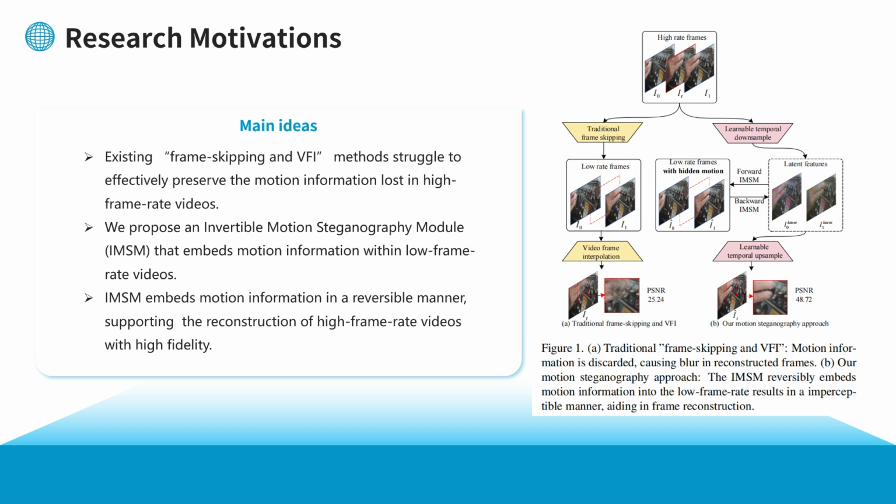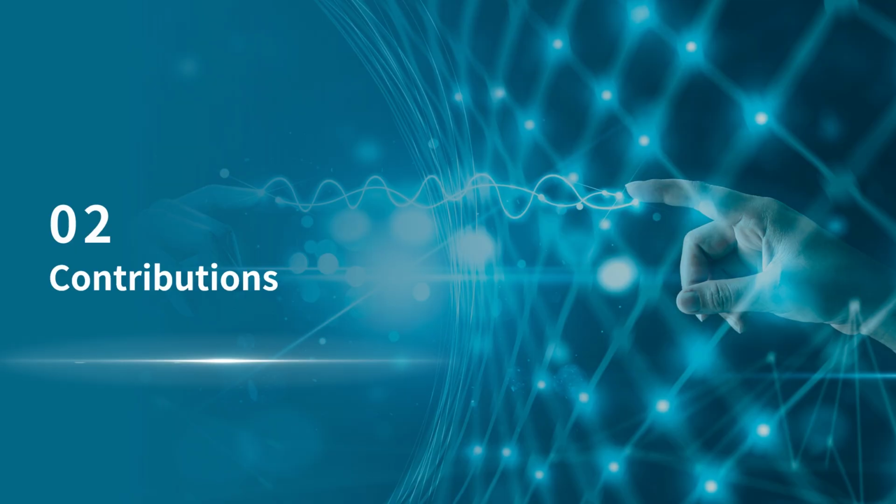To address this, we propose an invertible motion steganography module, termed IMSM. The IMSM is designed to embed motion information from high frame rate videos into the downsampled, lower frame rate frames in a visually imperceptible manner. Crucially, its reversible nature allows this hidden motion information to be recovered, which aids in reconstructing high frame rate videos with high fidelity. This leads us to the main contributions of our work.